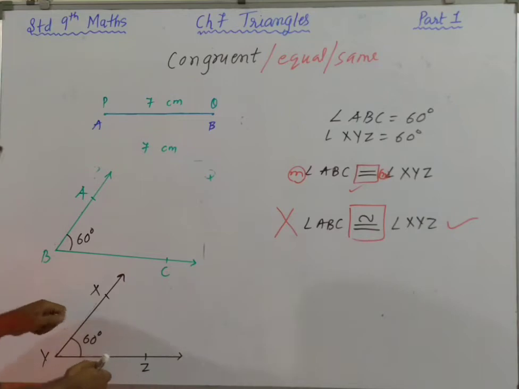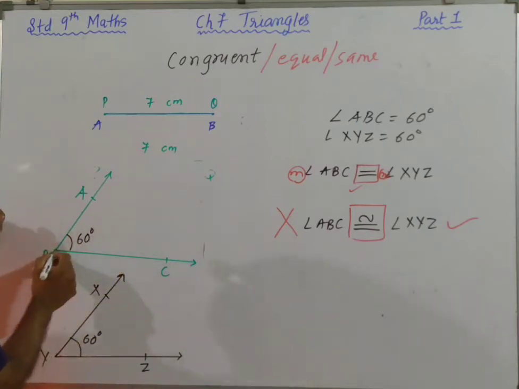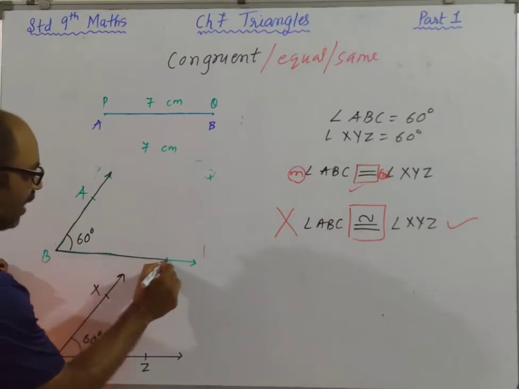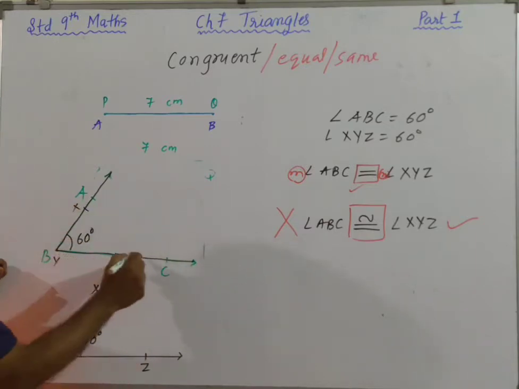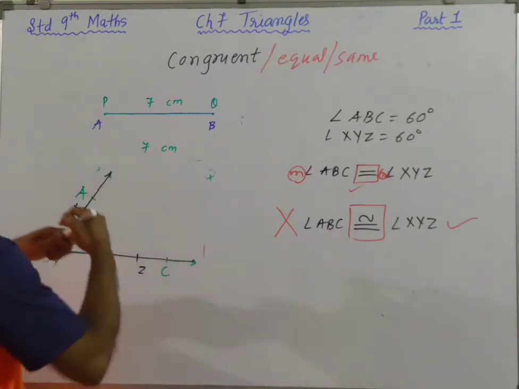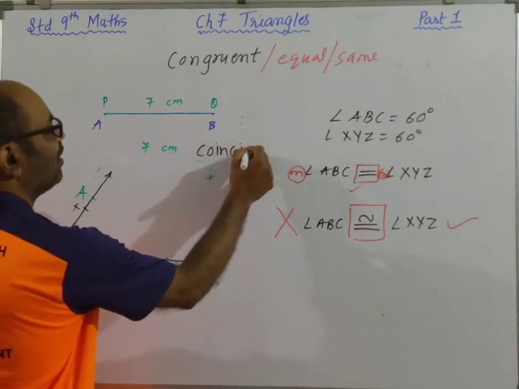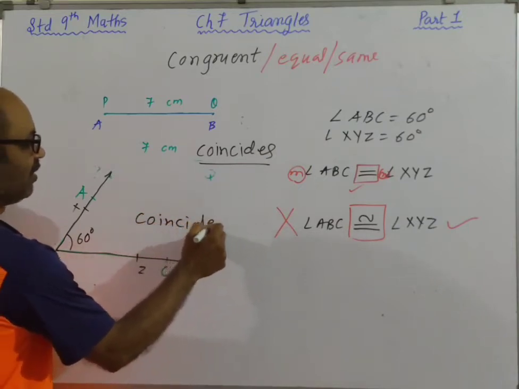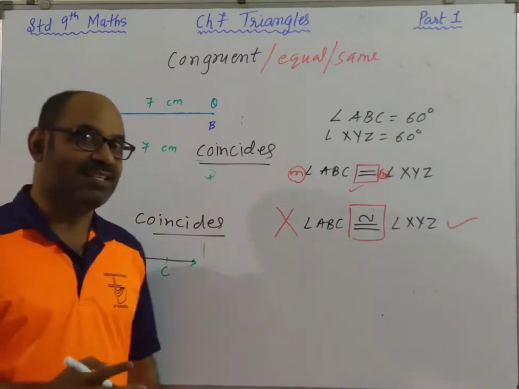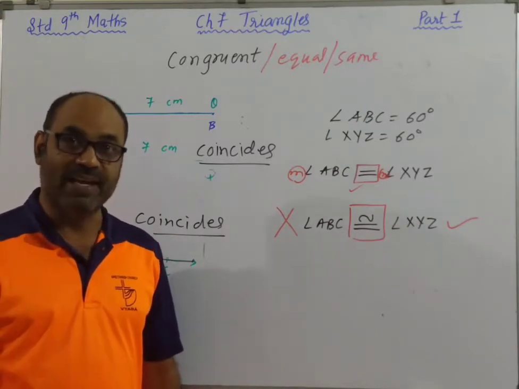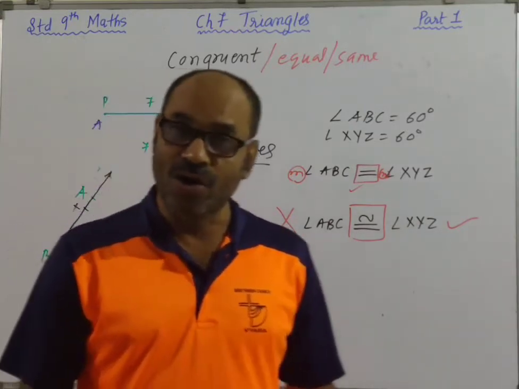उसी तरह if I pick up this angle and try to overlap, तो ये exactly ऊपर आ जाएगा. You won't be able to see the green angle. ये x, ये y, ये z इसके ऊपर आ जाएगा. So we say the two line segments coincide. Two line segments coincide. Here two angles coincide. So whenever two figures coincide, they are congruent, children. Whenever two figures coincide, they are congruent.